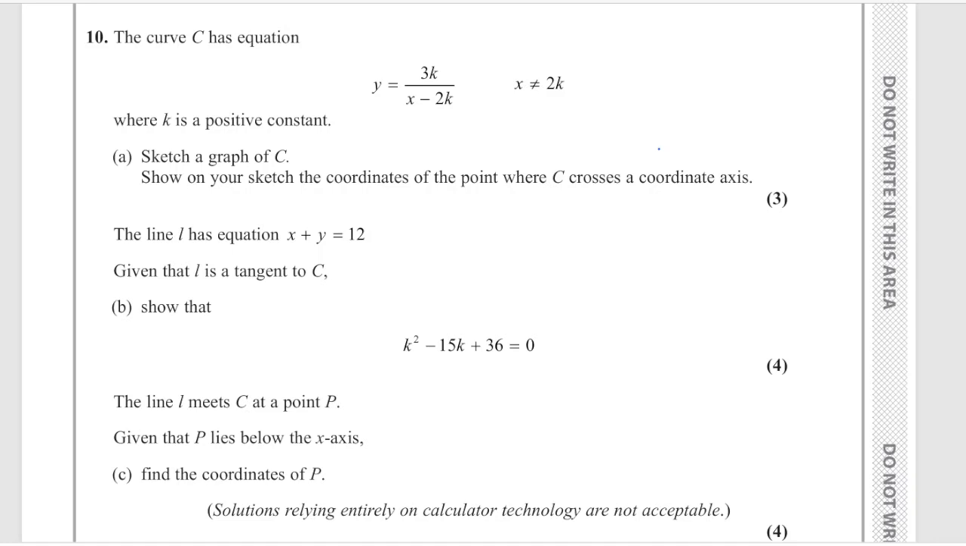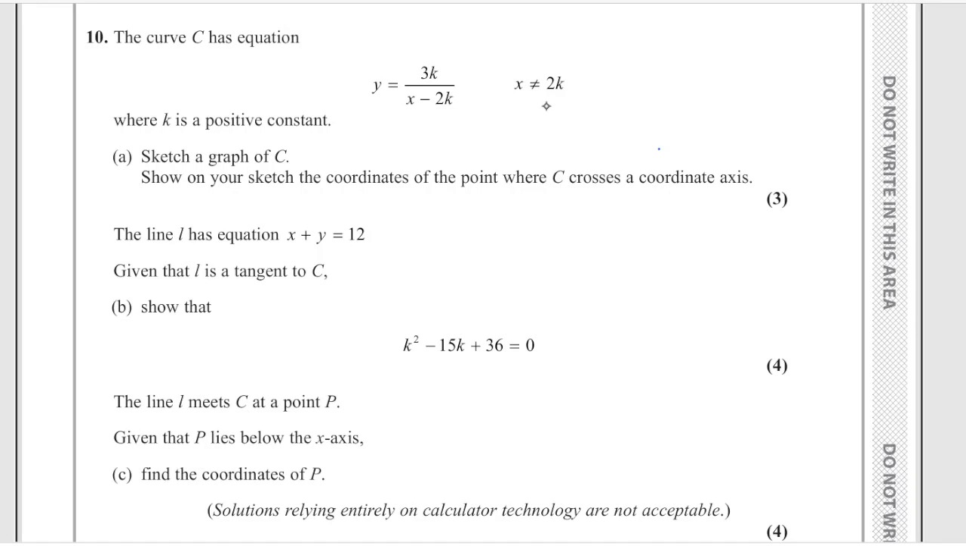Hello students, let us work out the last question in this paper. So we have been given a curve with the equation y is equal to 3k divided by x minus 2k, where x is not equal to 2k and k is a positive constant. We need to sketch the graph C, and on the sketch we need to show the coordinates of the point where it crosses the coordinate axis.